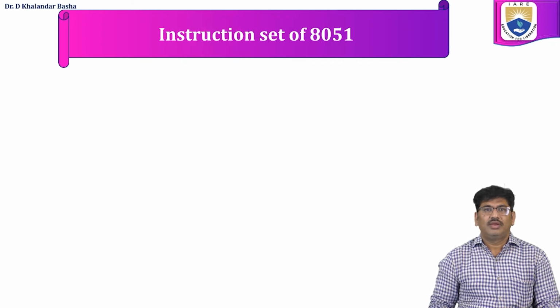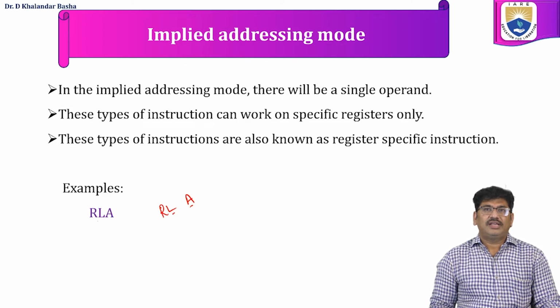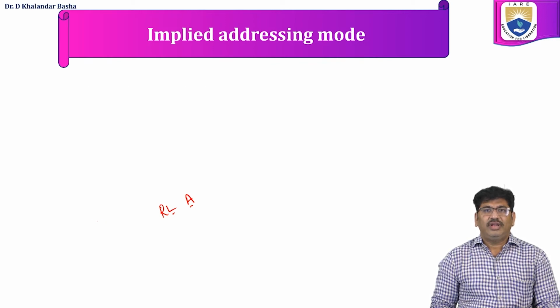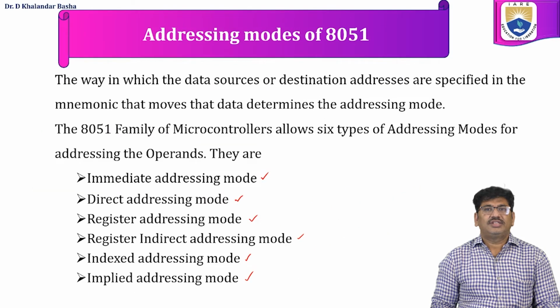So these are the various addressing modes present in the 8051 microcontroller. The various addressing modes which we have discussed are immediate addressing mode, direct addressing mode, register addressing mode, register indirect addressing mode, indexed addressing mode, and implied addressing mode.